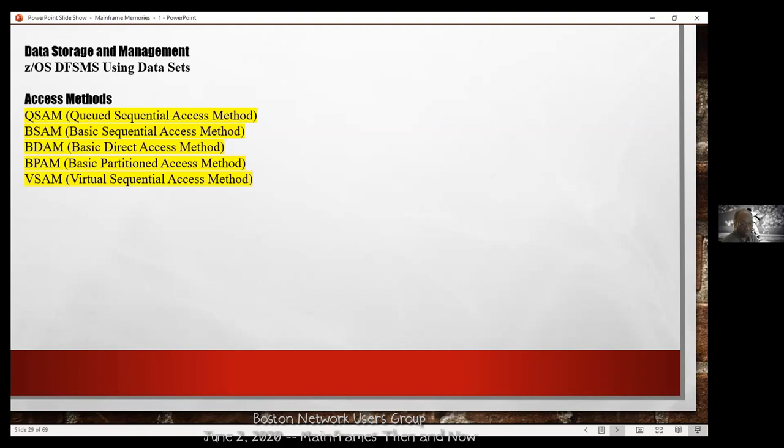Norm, is only one of them most used now? Is most things VSAM now? Yes. QSAM is not as heavily utilized as it used to be. So probably BDAM, but VSAM, I think, by and large, would be. As far as I recall, having left it a while ago, in an IBM environment, a lot of the data would be accessed using VSAM.